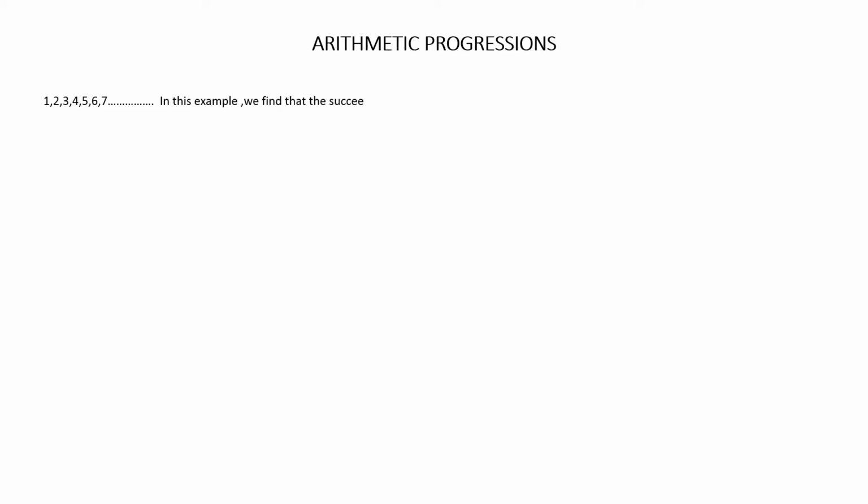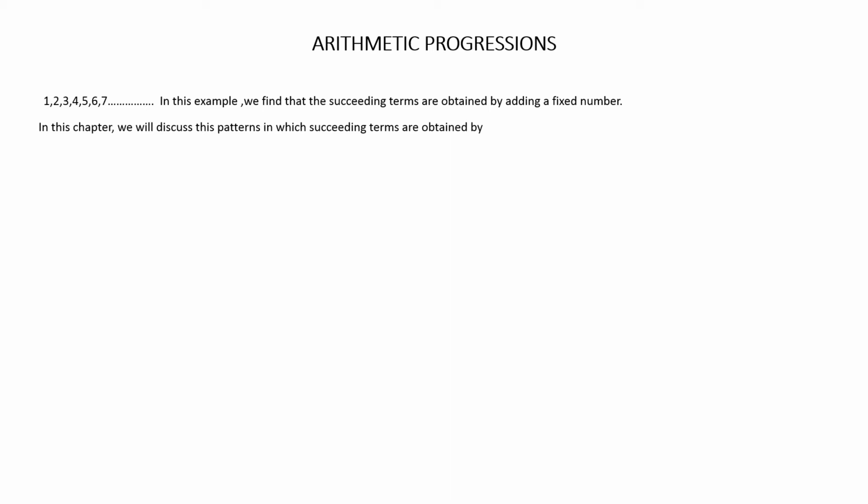Starting with this example, we will take counting numbers 1, 2, 3, 4, 5, 6, 7, dot dot dot. These are the counting numbers. In this example, we find that succeeding terms are obtained by adding a fixed number. You can see that 1, when added with 1, we are getting 2, 2 added with 1 again getting 3, 3 added with 1 getting 4. So the same number is kept on being added.